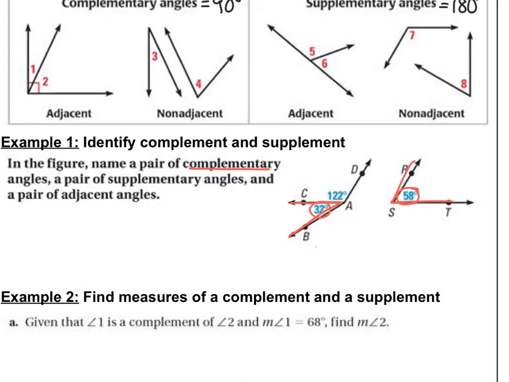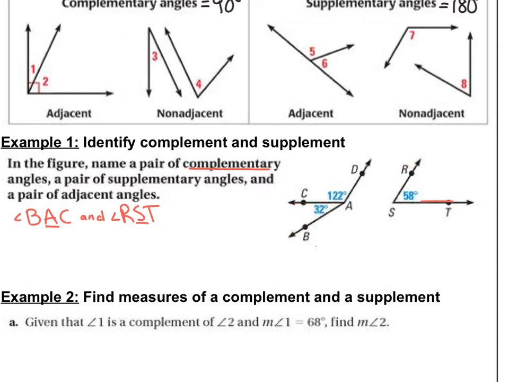So my complementary angles would be angle BAC. Again, remember, make sure the vertex is always in the middle. And angle RST. Again, remember, as long as your vertex is in the middle, you could flip-flop the other two letters, but make sure that that vertex is in the middle. So that's our complementary angles.